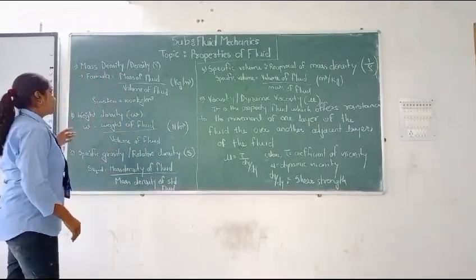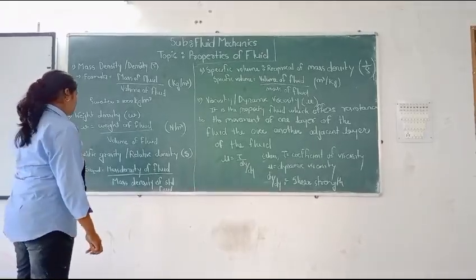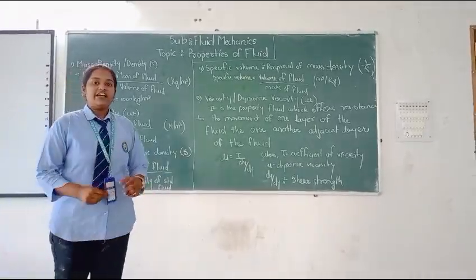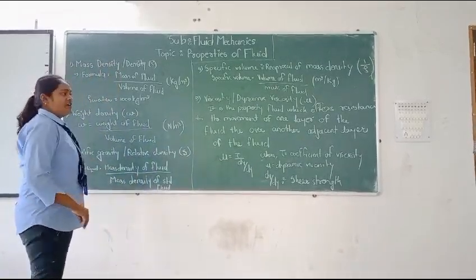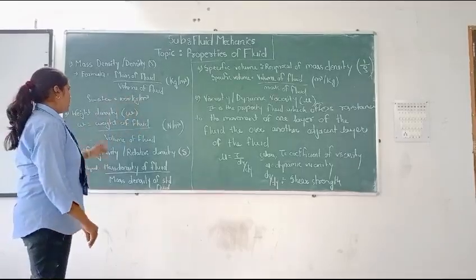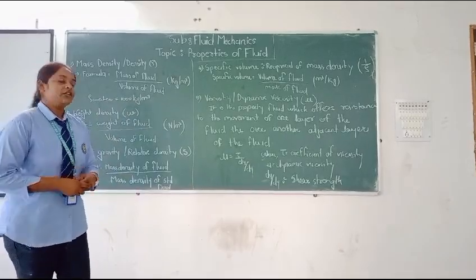So the second property is weight density. Weight density is defined as the weight of the fluid to the volume of the fluid. The weight density is denoted by small w. Then the unit of the weight density is Newton per meter cube.